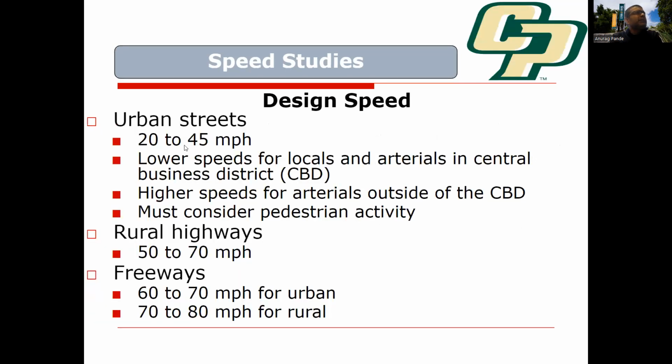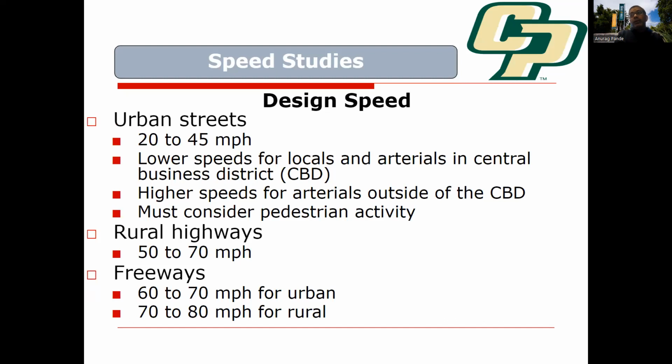For urban speeds, we typically have a design speed between 20 to 45 miles an hour, and even 45 miles an hour might be pretty large. Lower speed for local streets and arterial streets in the central business district. Near schools, for example, will have lower speed, especially during the school hours. Higher speed for arterials outside of the CBD. And I think that's where the challenge of pedestrian fatalities in the United States rising comes from. A lot of arterials have higher speed, but then they have a lot of businesses, and then people will try to walk on those streets.